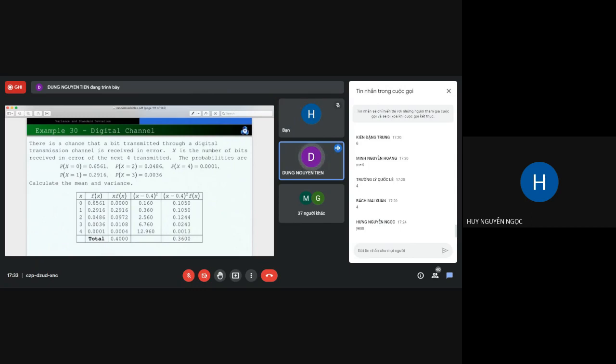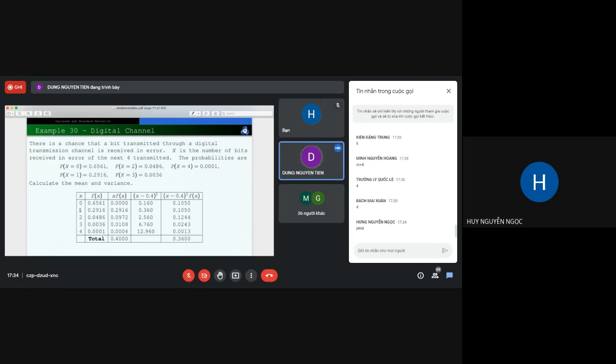Then you can multiply these 2 columns to get 0, 0.2916, 0.0972, and so on. And you have 5 values. If you compute the sum of these 5 values, you get 0.4. What is 0.4? 0.4 is simply the mean value of X, because it is the sum of x times f of x. Is it okay?